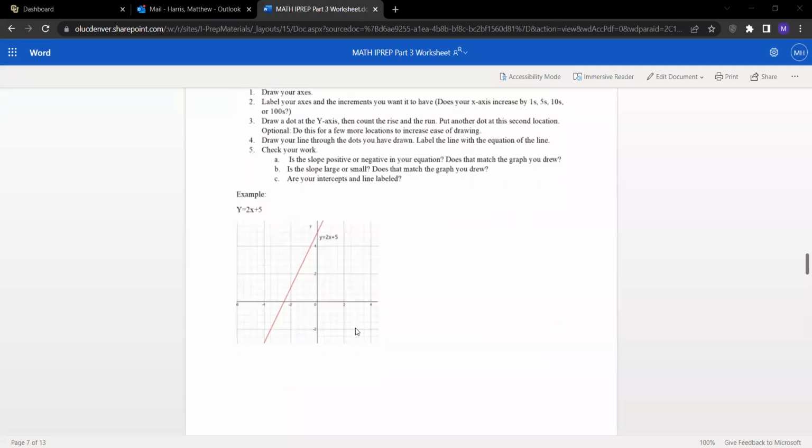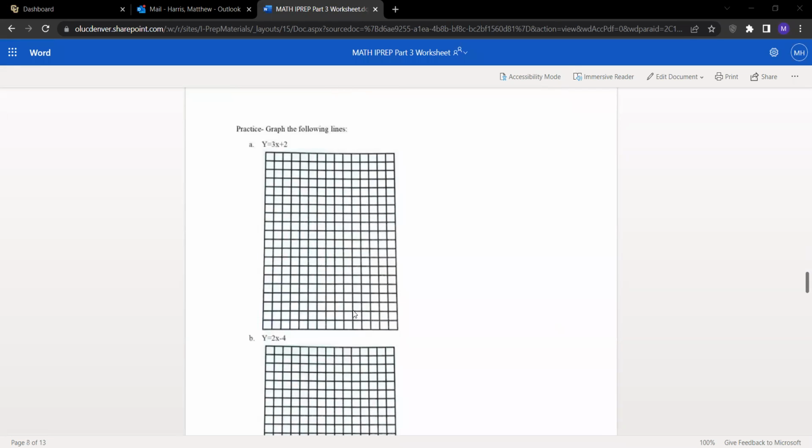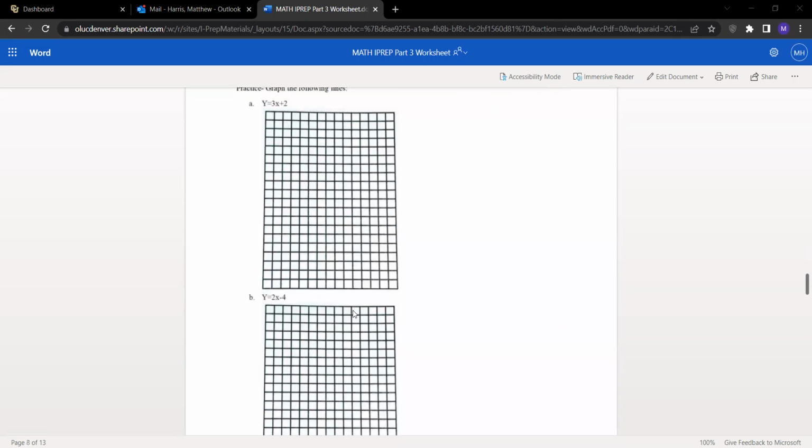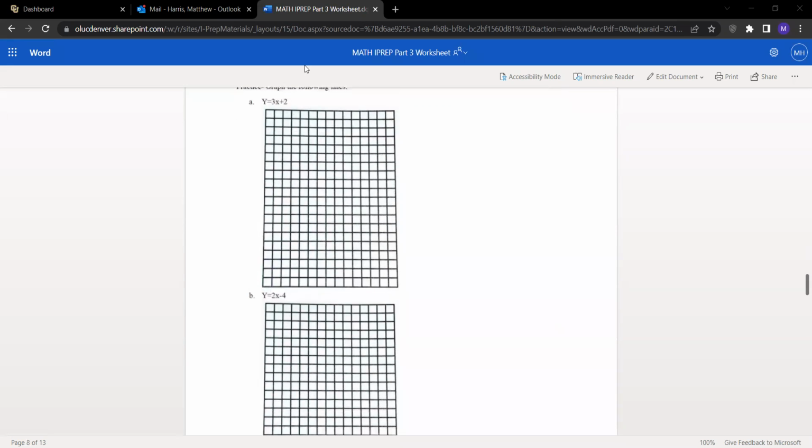All right, so let's go ahead and do some examples together. So first, I have y equals 3x plus 2.